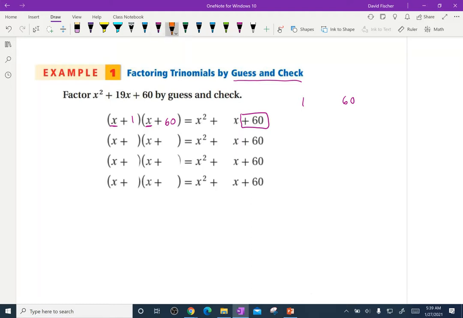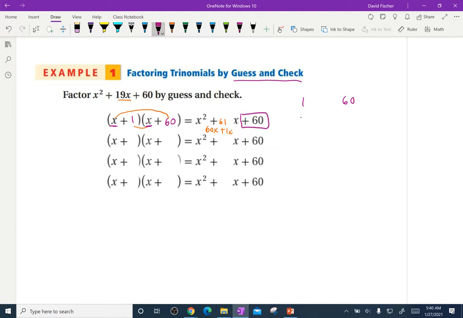So I want to focus on my middle term, the x's. The way I got my x's was this one times this one, which was 60 x's. I'm going to put it over here. Then when I did my inners, I got 1 more x. So that would be 61 x's. Well, that's not what I want. I want 19 x's.